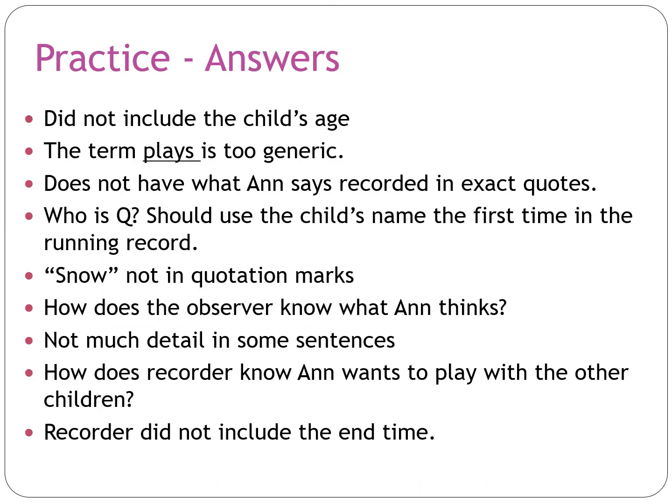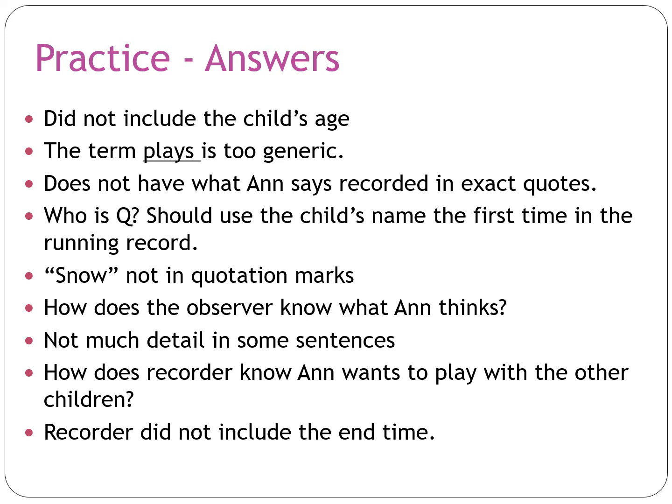Now let's look at the answers. Here are some of the errors in the running record. They did not include the child's age. They used the term plays, but it's too generic. It does not have what Anne says recorded in exact quotes. Who is Q? Should use the child's name the first time in the running record and then use the initial the second time.